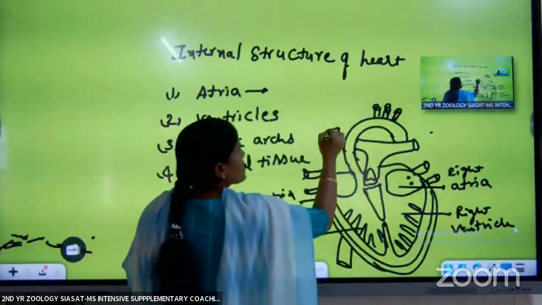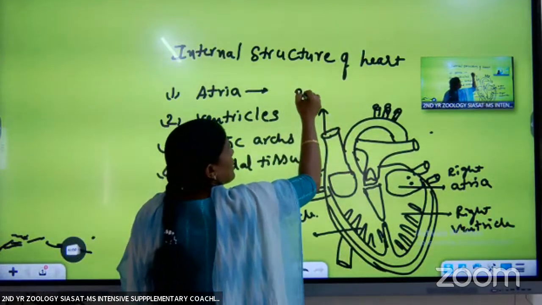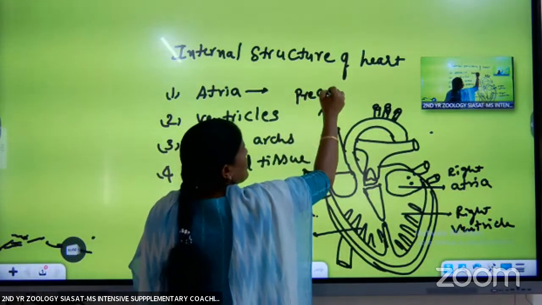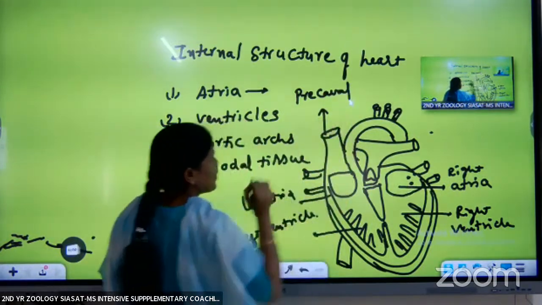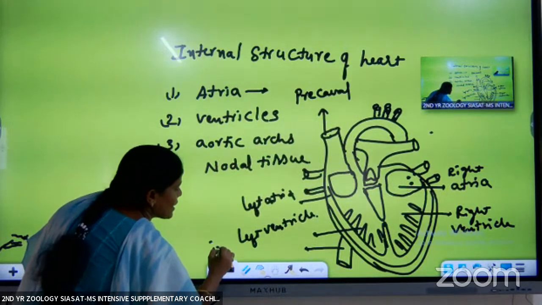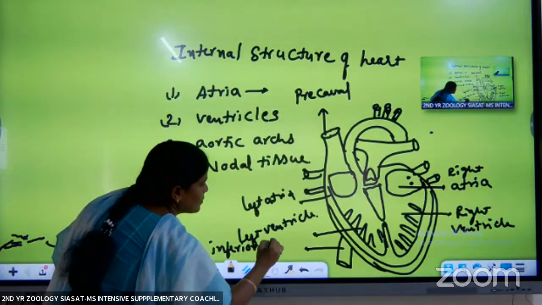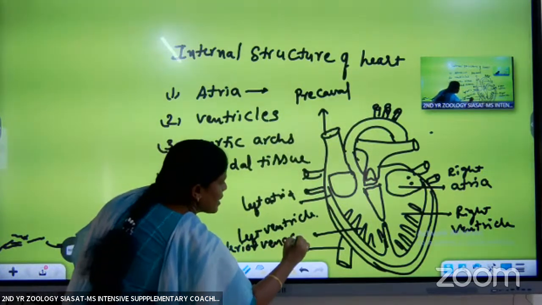And this one is called the superior vena cava or precaval vein. This is also called the precaval vein, or also called the superior vena cava. Down below, that we call the inferior vena cava.